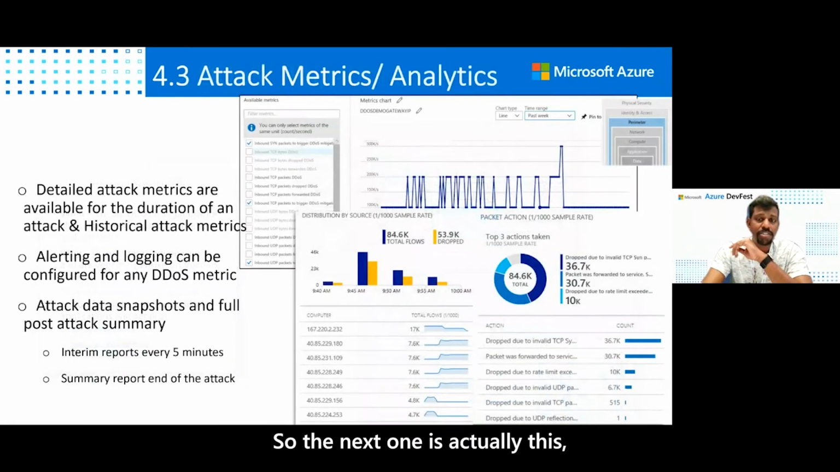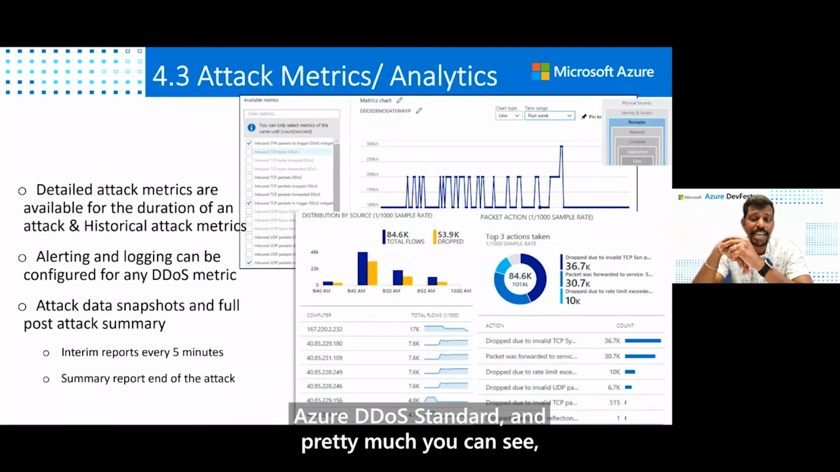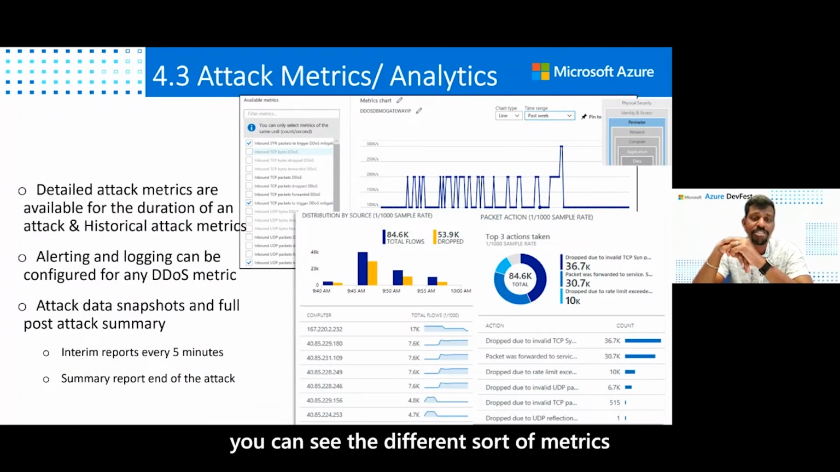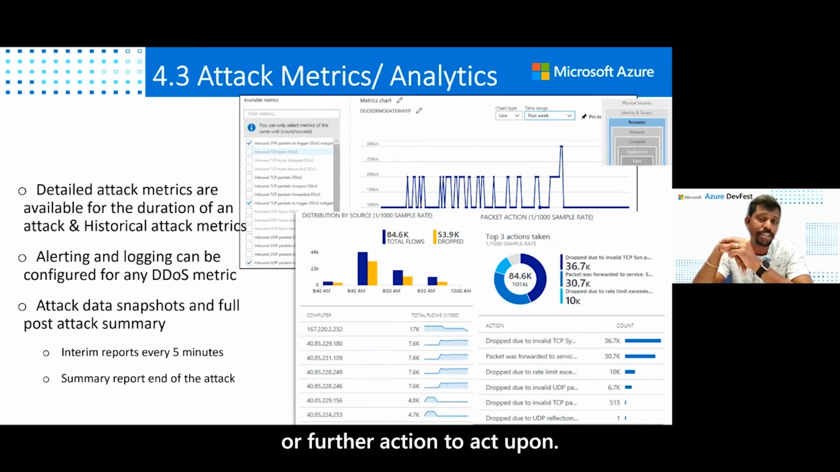So the next one is how the report is going to look once you activate your Azure DDoS Standard. You can see the different sorts of metrics and historical information, and you can also act upon it and route the traffic, and push all this information to your centralized log management system for further processing, further auditing or further action.